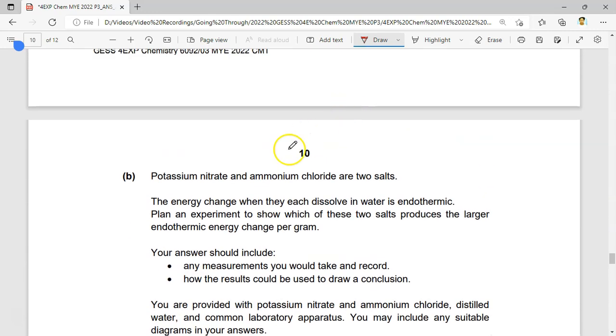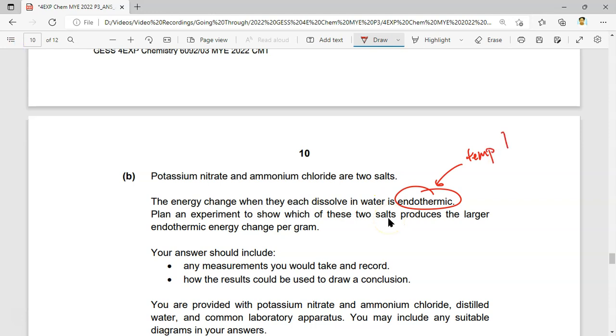Last one, planning. Potassium nitrate and potassium chloride are 2 salts. The energy change when they dissolve in water is endothermic. So whenever you see endothermic, you know that the temperature drops. When I put a thermometer in, I should see the temperature drop. So just think. Plan an experiment to show which of these 2 salts produces a larger endothermic change per gram. Because of the words per gram, I know I need to measure my mass. I want to know the larger endothermic change.